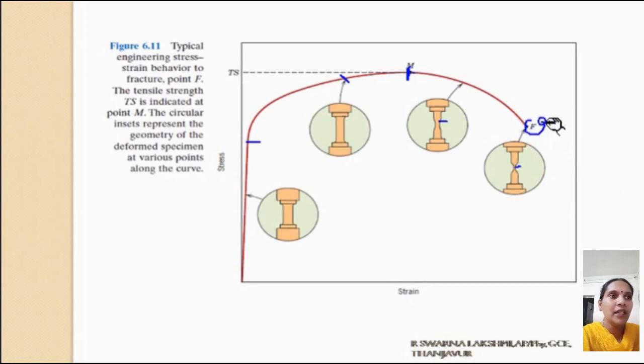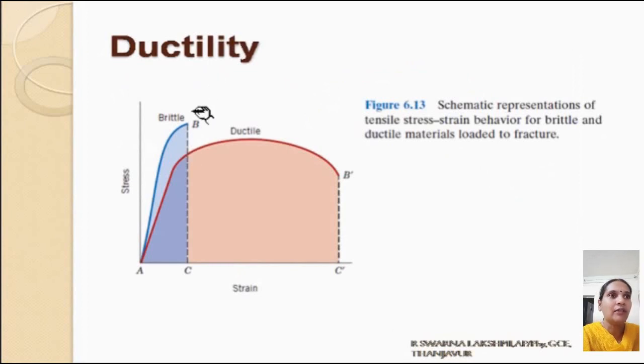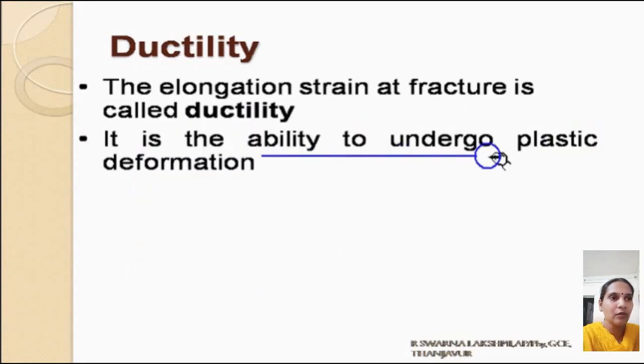For a brittle material, there is no necking. The ultimate tensile strength corresponds to the fracture point. That is, the material breaks once the maximum load it can withstand is reached. Whereas a ductile material has a very large plastic range. Ductility is the elongation strain at fracture. It is the ability to undergo plastic deformation. Gold, for example, is the most ductile material.